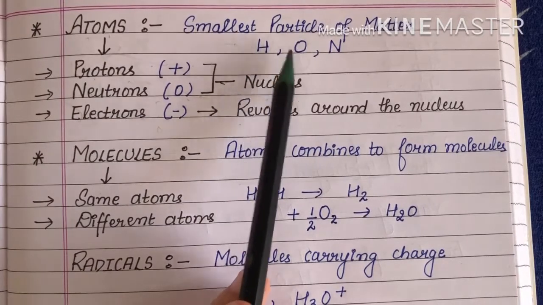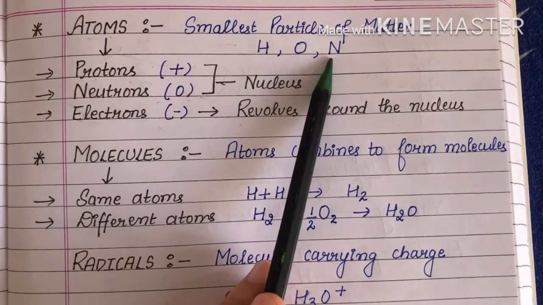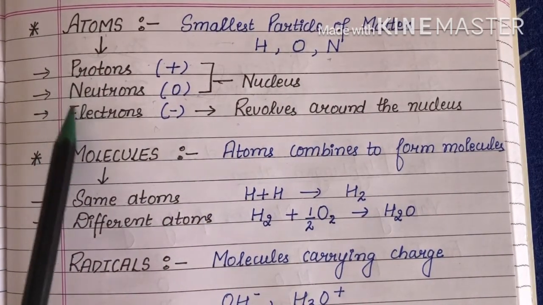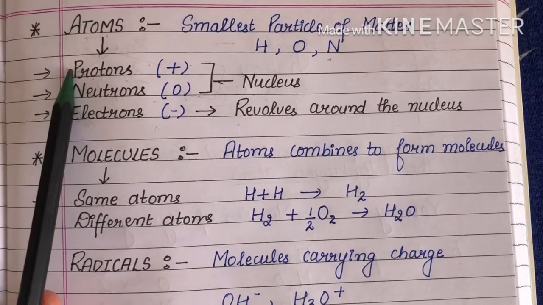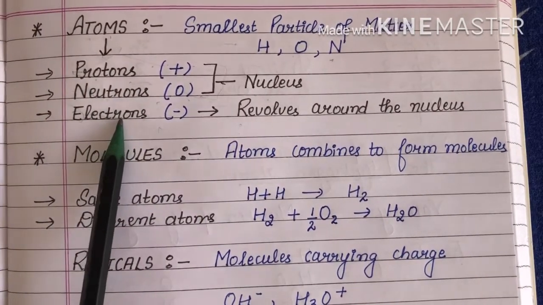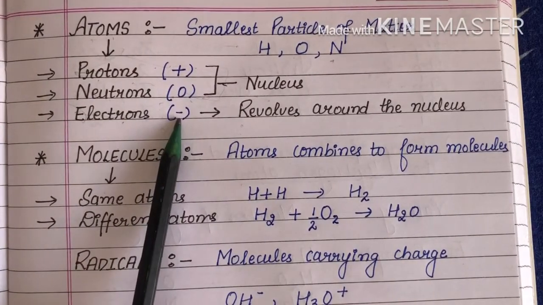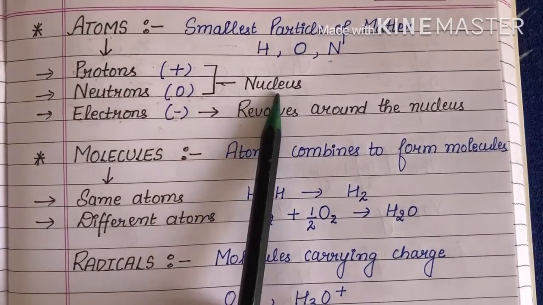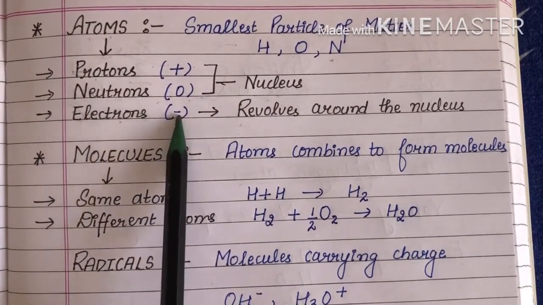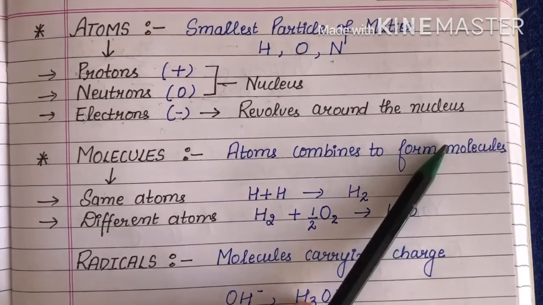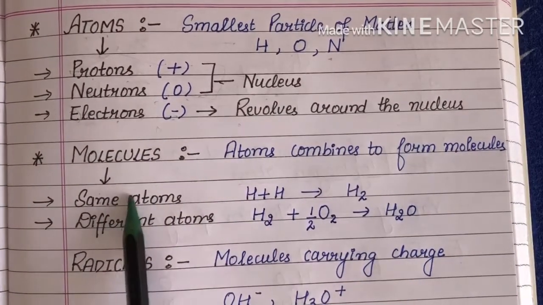Like hydrogen, oxygen, nitrogen, and these cannot exist independently in nature. Then atoms are made up of protons, neutrons and electrons. Protons are positively charged, neutrons have zero charge, and electrons have negative charge. When protons and neutrons combine, they form a nucleus, and electrons, which are negatively charged, revolve around the nucleus. So next one is molecules.